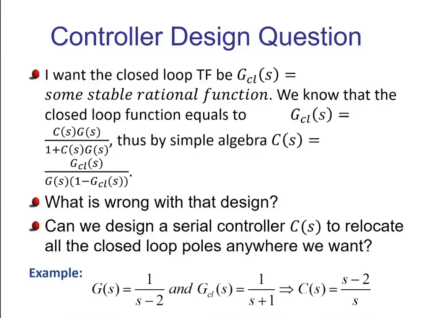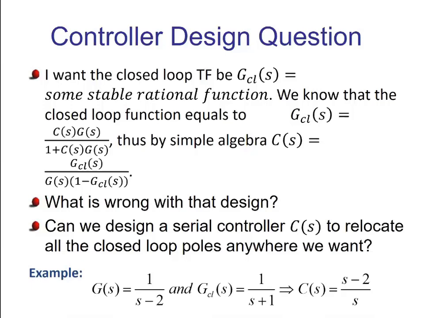Mathematically, nothing. It works perfectly fine. Put the controller, s minus 2 divided by s, with the plant 1 divided by s plus 2 in the loop, and you will get 1 divided by s plus 1, which is perfect. But something is wrong here. What is wrong? We discussed it today already.